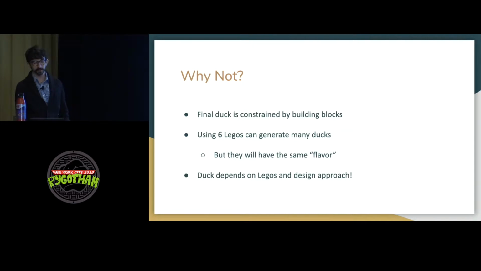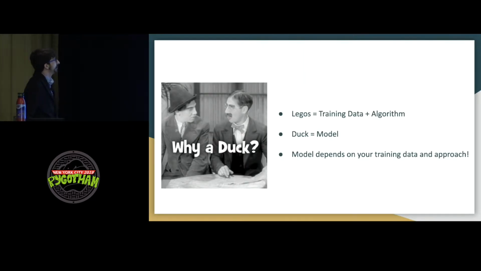So your resulting duck approximation depends heavily on the choice of Legos. Without other colors, shapes, and quantities of blocks, it is impossible to develop certain approximations of a duck. So why are we talking about ducks? If we replace the word Legos with training data and algorithm, and we replace the word duck with model, then we can conclude that your model depends heavily on your training data and your approach.